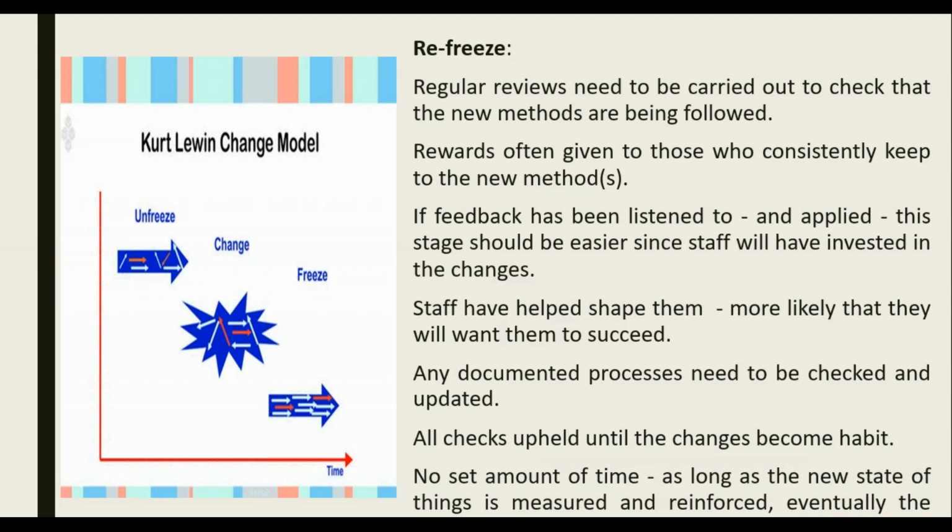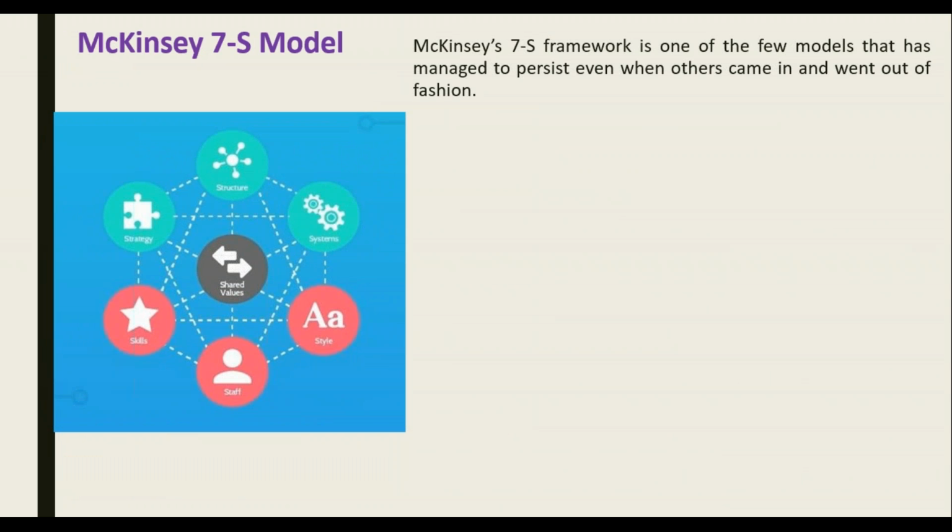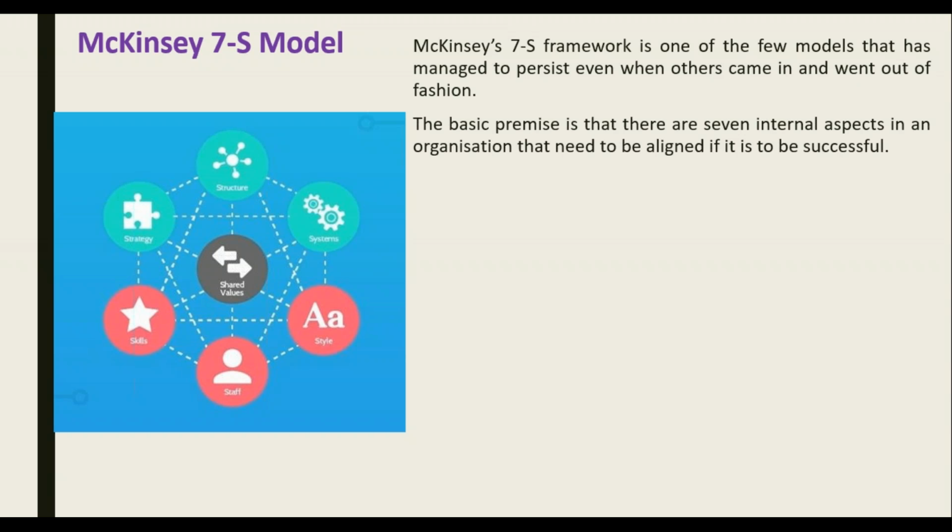Let's look now at the second of the models to be presented in this webinar, and that's McKinsey's 7S model. McKinsey's 7S framework is one of the few models that's managed to persist, even when others have come in and out of fashion. It was developed by consultants Tom Peters and Robert Waterman when they were working for McKinsey & Company in the 1980s. And the basic premise is that there are 7 internal factors in an organisation that need to be aligned if it is to be successful.